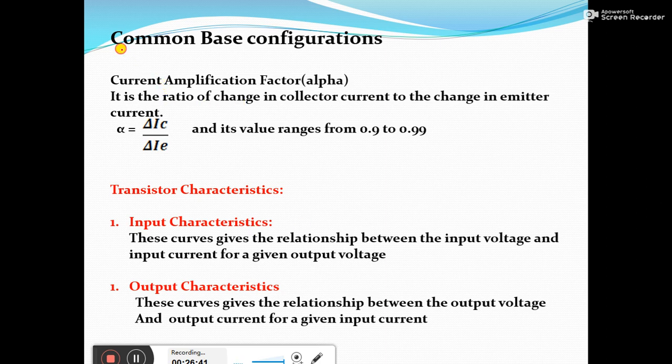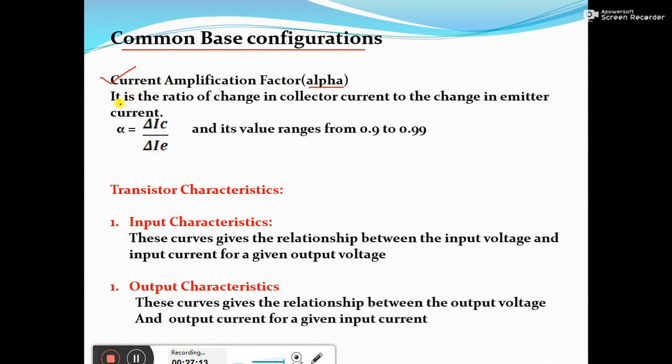Next, in case of common base configurations, we should tell the current amplification factor. The current amplification factor for common base is referred to as alpha, for common emitter it is referred to as beta, and for common collector configuration it is referred to as gamma.